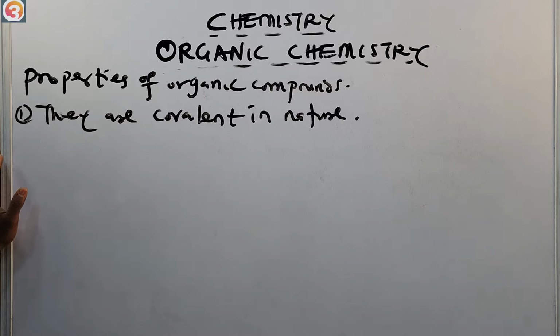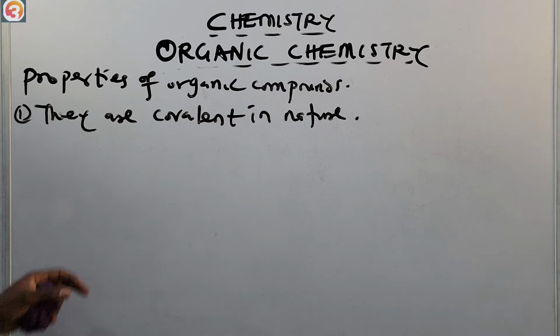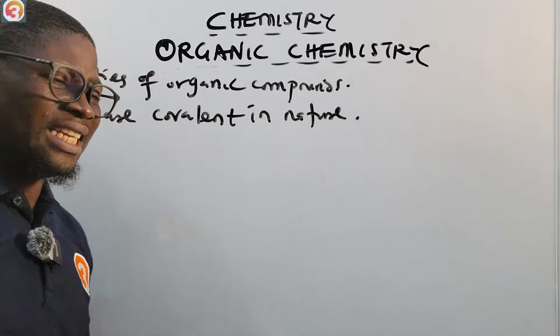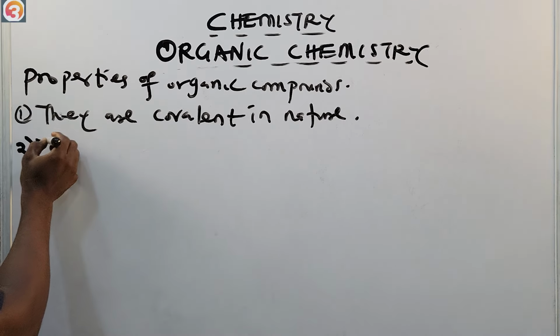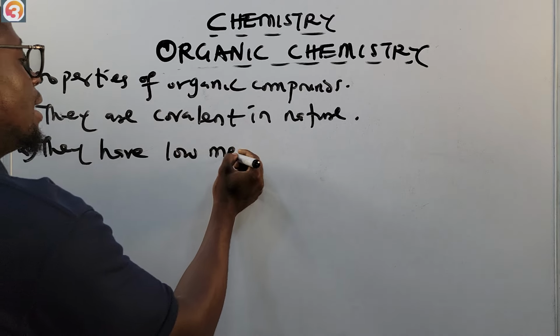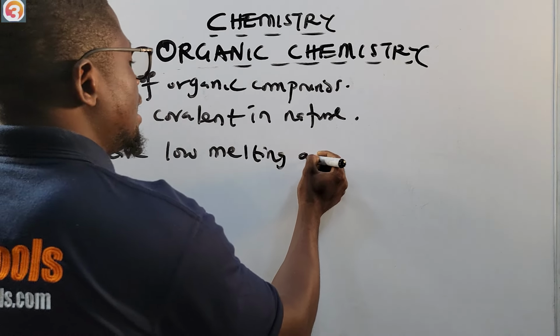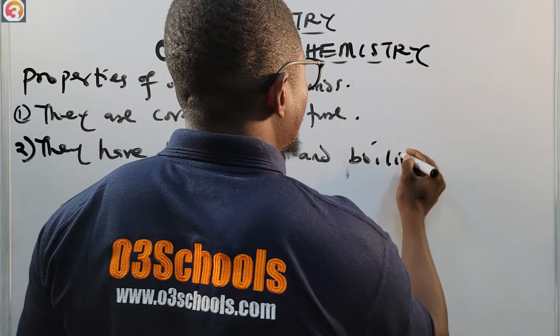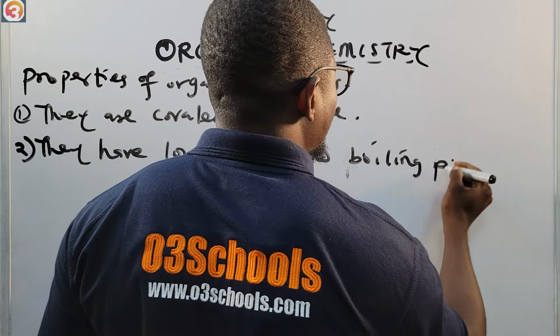So these are the properties of organic compounds. They are covalent in nature. Property number two: they have low melting and boiling points.